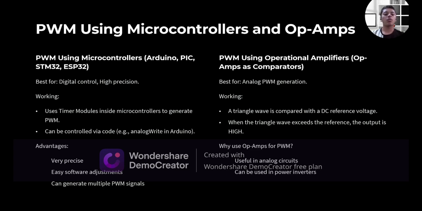And PWM using an operational amplifier. It is best for analog PWM generation. In working, a triangle wave is compared with a DC reference voltage. When the triangle wave exceeds the reference, the output is high. Why use op-amps for PWM? They are useful in analog circuits and can be used in power inverters.